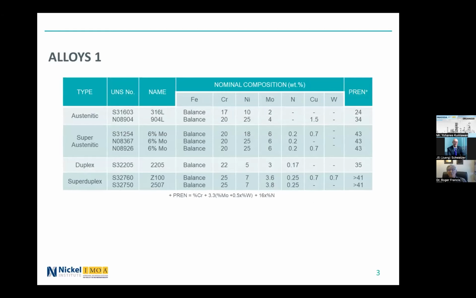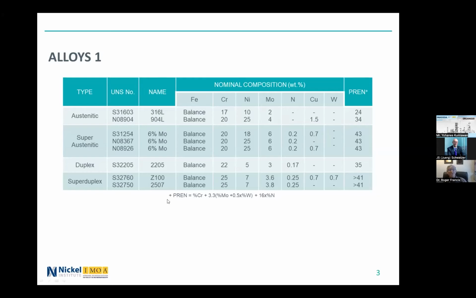So let's start off with the nominal compositions of the stainless steels I'm going to be talking about. I'm not going to go into this in detail, but basically I'll be mentioning some of the lower alloy austenitic materials like 316L and 904L. And then there are the higher alloy 6 molybdenum alloys, and the three very similar alloys with slightly different compositions. 2205 is a standard 22 chrome duplex, a workhorse alloy in the oil and gas industry. And then for higher strength and more corrosion resistance, there are the super duplex alloys, of which the two most commonly used are Z100 and 2507.